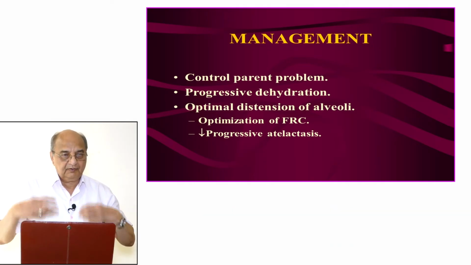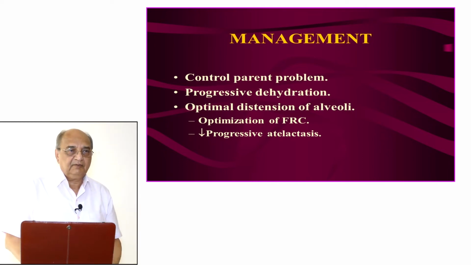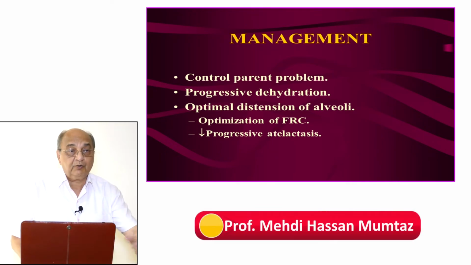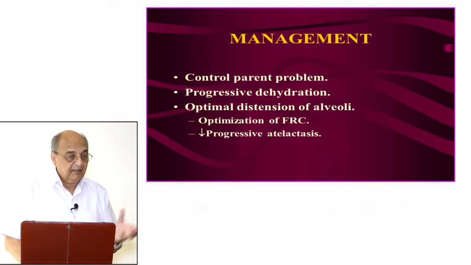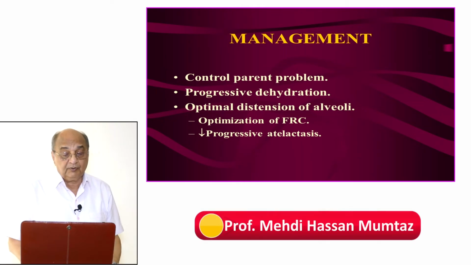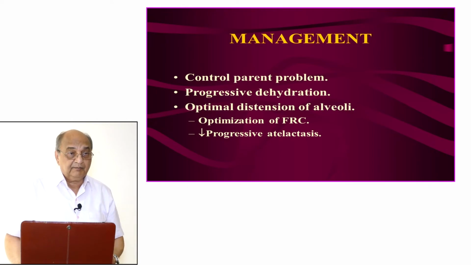Then we do the progressive dehydration. Progressive dehydration means the lung is wet. Take them into dehydration while keeping the hemodynamics normal. Take the person into negative balance but keep the hemodynamics normal, because if the hemodynamics is normal, it will carry the oxygen and nutrition to the tissues. If the hemodynamics is not normal, then the required amount of oxygen and nutrition will not reach the cell. So that's called progressive dehydration.